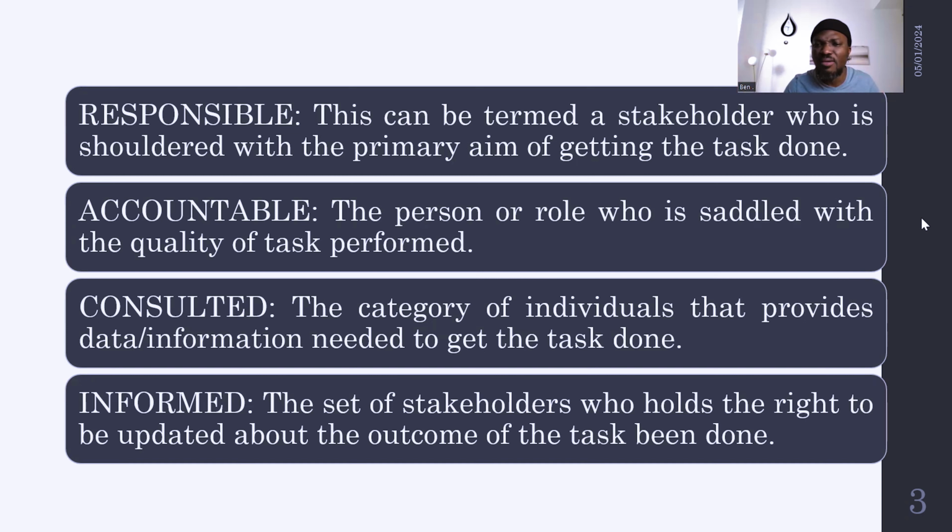We can also look at it from another perspective. The set of stakeholders who hold the right to be updated about the outcome of the task. There can be a different reason why I need to update a particular stakeholder on the outcome of a task, and that is what will determine which stakeholder needs to be informed. There can be a lot of questions around, oh, now I understand what responsible, accountable, consulted, and informed are. How then can I make use of this in ensuring that this chart is being put together? I've been able to provide a slide where I'll be showing you what the task is all about.